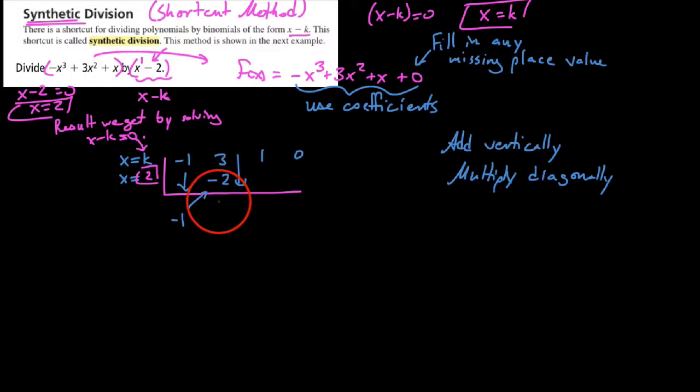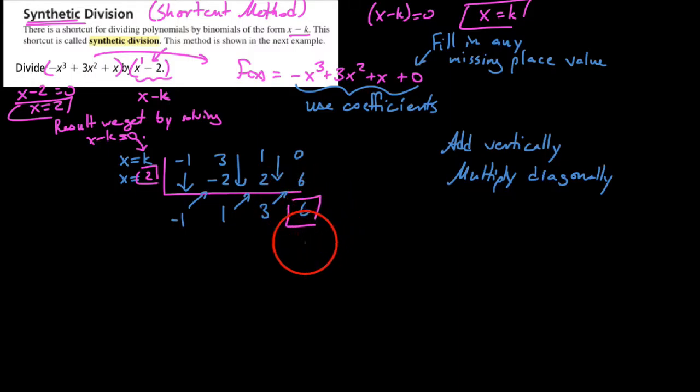We say 3 plus a -2 is a positive 1. Now we're going to take 2 times 1, and that's going to go up over here. It's 2. So now we'll add vertically. We say 1 plus 2 is 3. So now 2 times 3, that goes up over here. We get 6. And then 0 plus 6 is 6. So the way synthetic division works is just like you saw it there. It's pretty quick once you do a bunch of these.